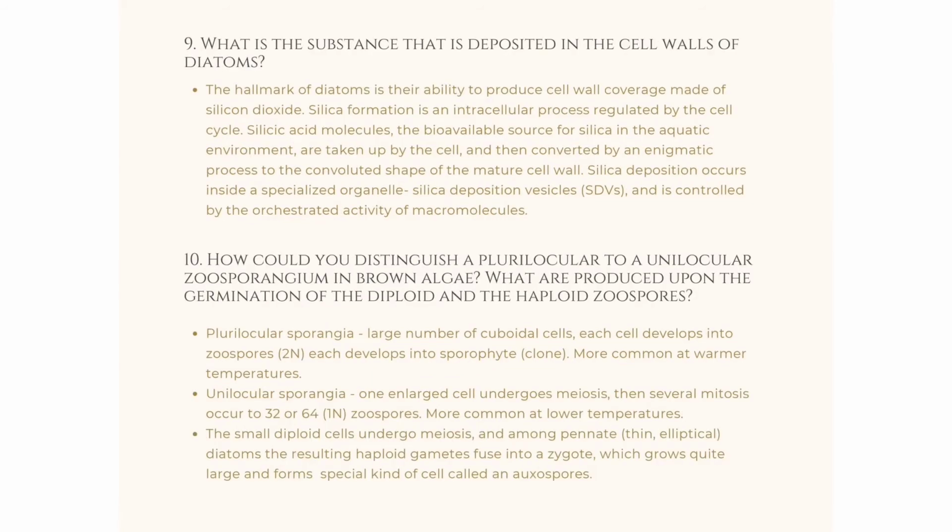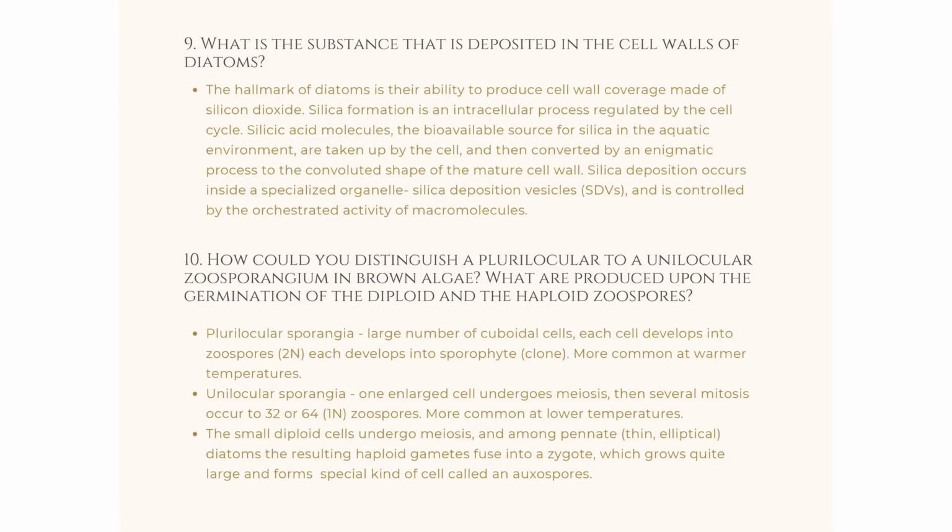What is the substance that is deposited in the cell walls of diatoms? The hallmark of diatoms is their ability to produce cell wall coverage made of silicon dioxide. Silica formation is an intracellular process regulated by the cell cycle. Silicic acid molecules, the bioavailable source of silica in the aquatic environment, are taken up by the cell and then converted, through an enigmatic process, into the convoluted shape of the mature cell wall.